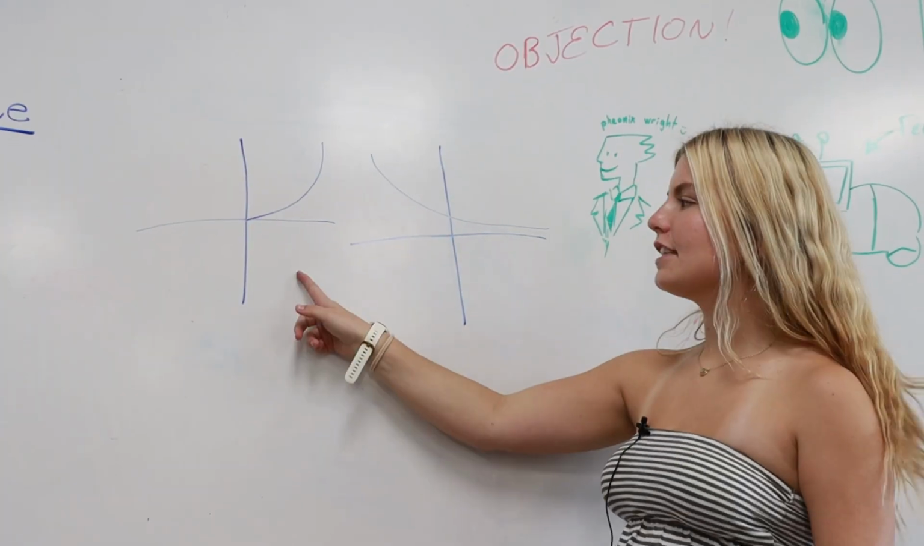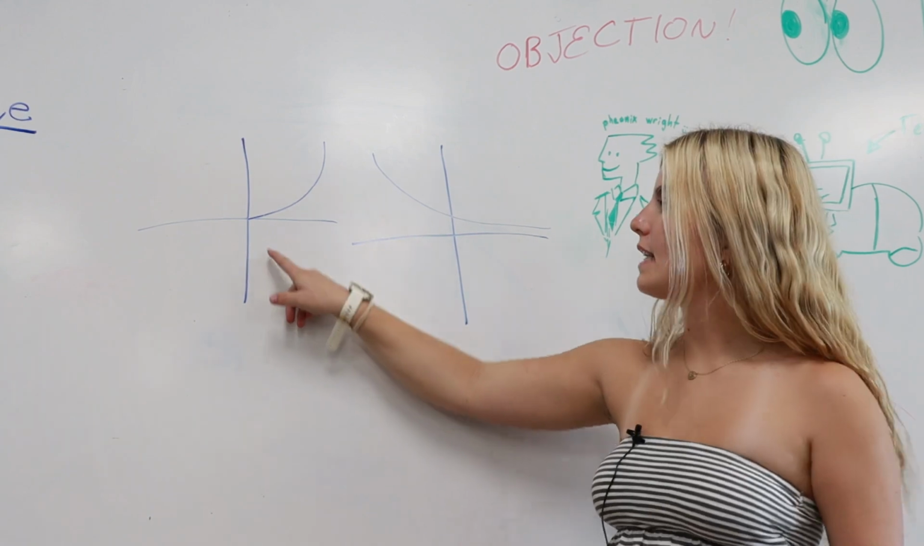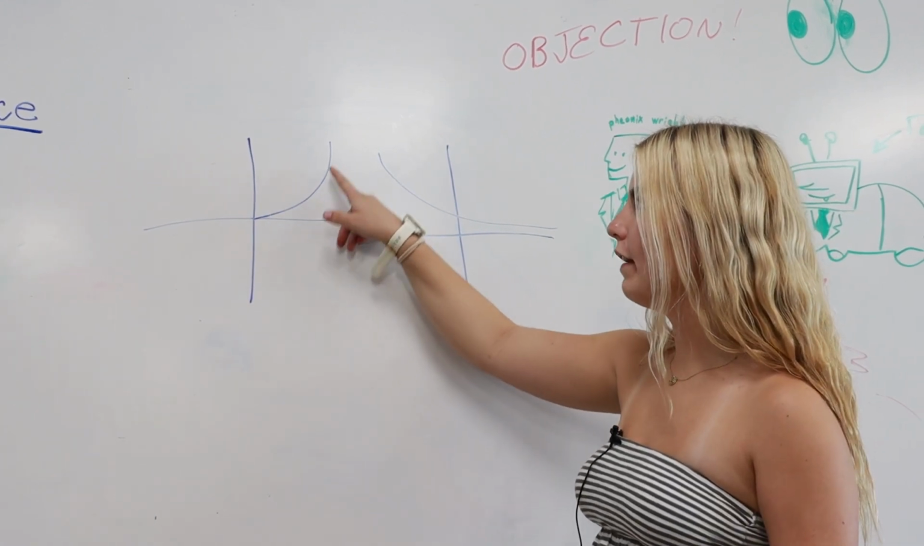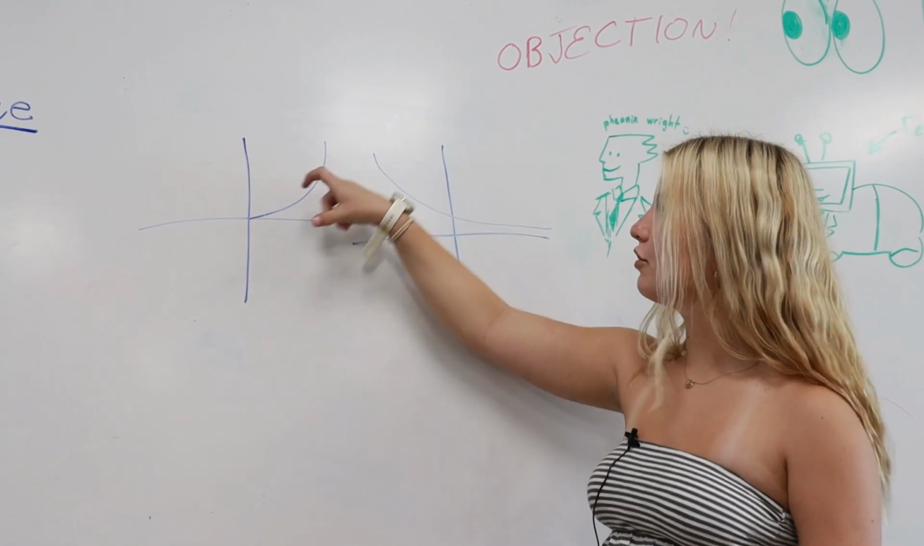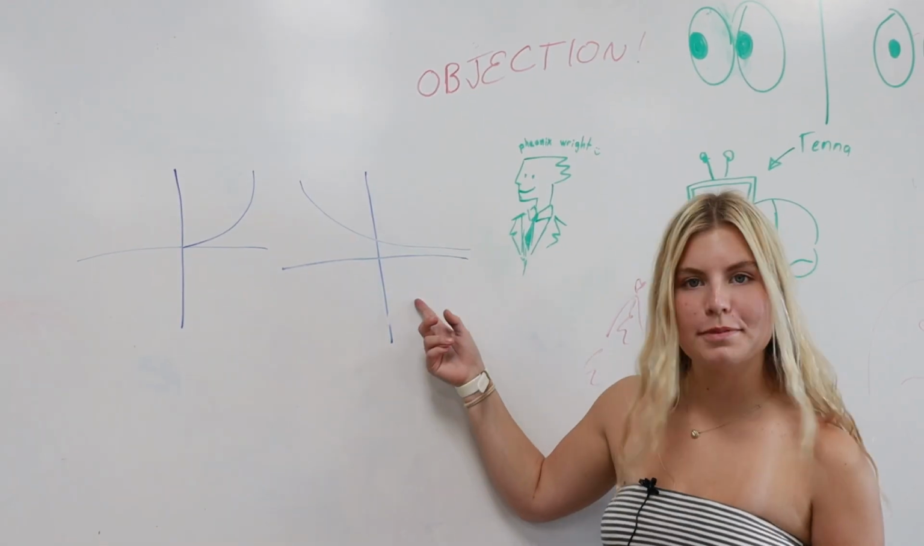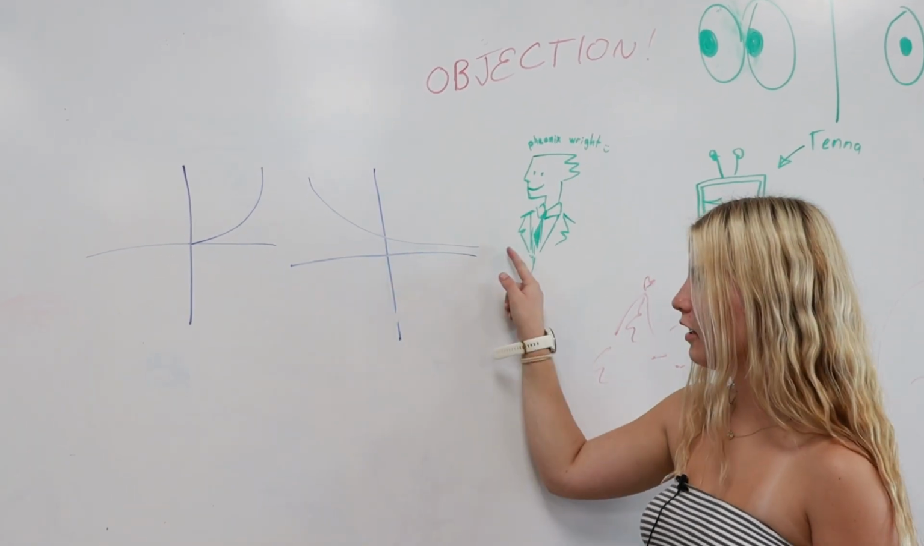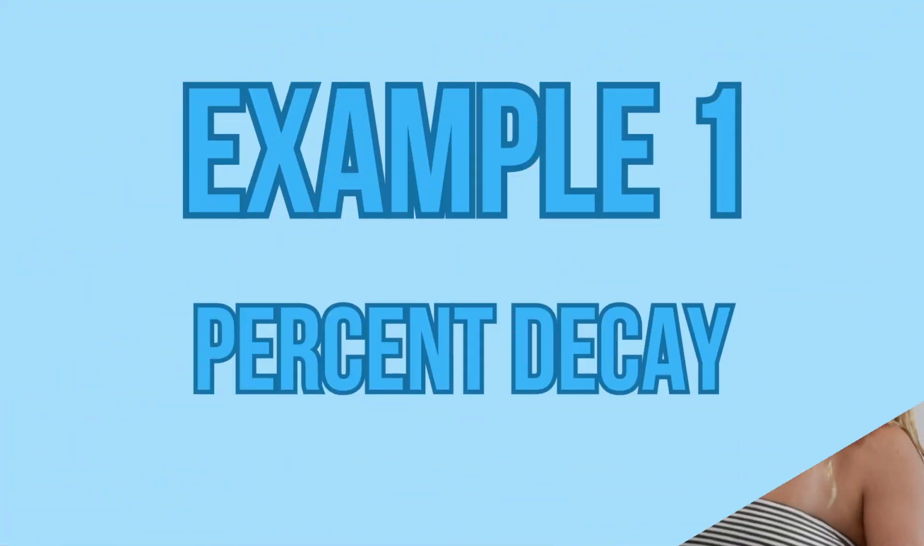Time's up! This graph shows percent growth because as our x value increases, our y values get higher and higher as the percentage grows each time. This graph shows percent decay because as our x values increase, our y values decrease.